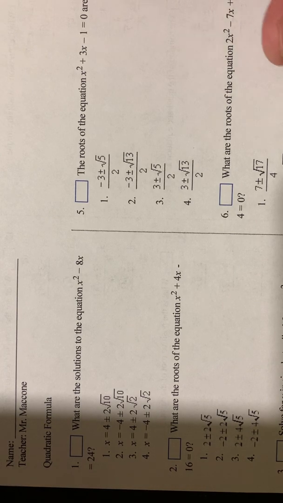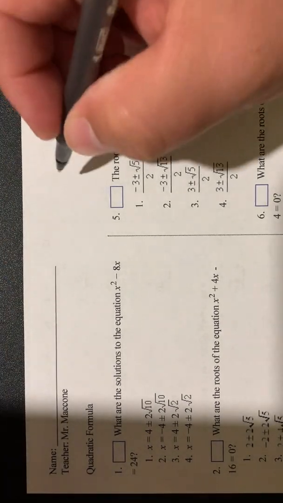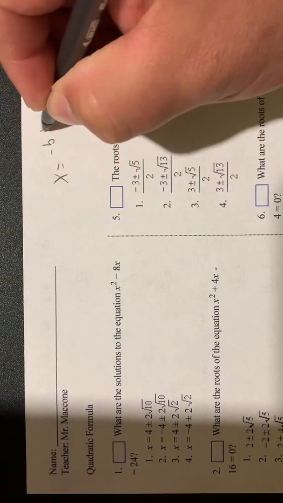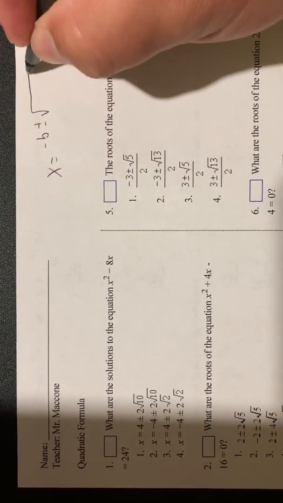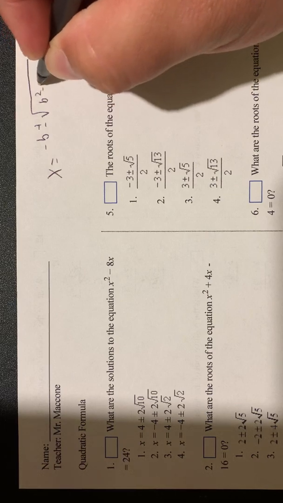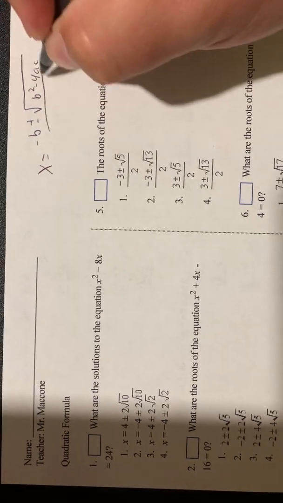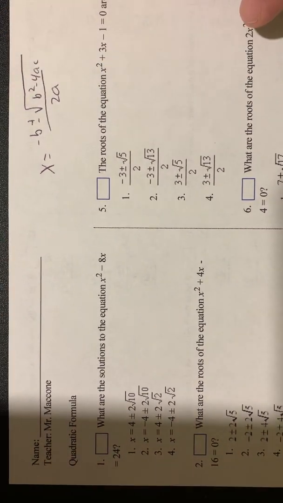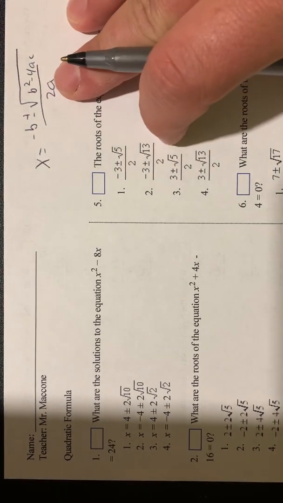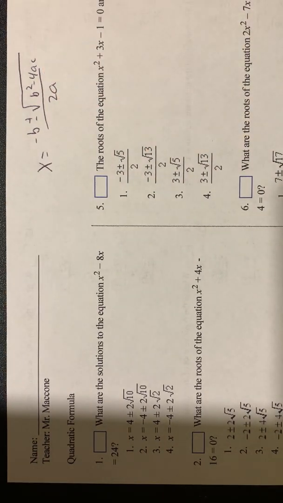So remember, the quadratic formula is x equals negative b plus or minus the square root of b squared minus 4ac all over 2a. Remember, to use this formula, your quadratic equation must equal 0. And this worksheet is going to help you with your quiz next week because it's all multiple choice. So make sure you really know how to do this because this will help you out for next time.